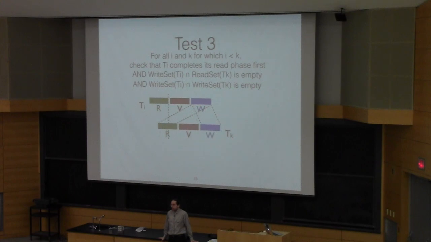In this case, the timestamps are on the transactions themselves. So we know transaction I comes first. Otherwise, we would be checking reads and writes in the other direction. So we know that transaction I came first, or we assigned transaction I an earlier timestamp. So we check the read set of transaction K and the write set of transaction I. Now, what kind of an operation is that? When we keep saying check, what are we checking for? We're checking to see if the intersection of those two sets is empty.